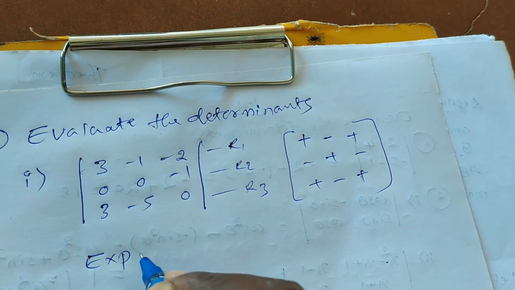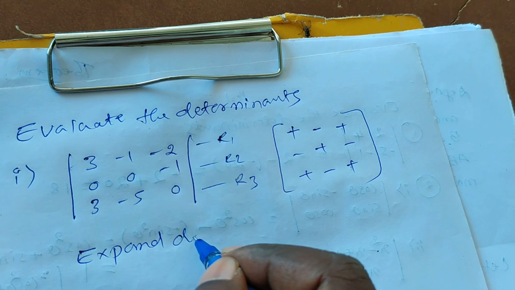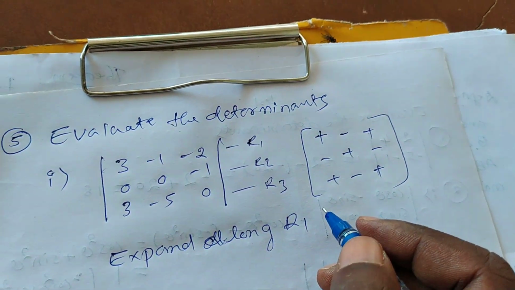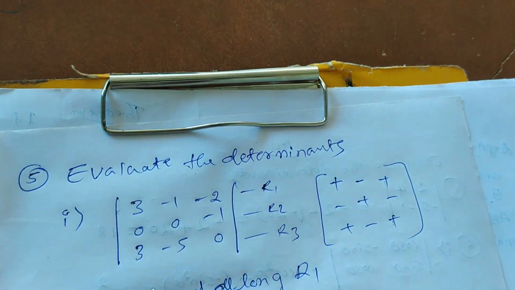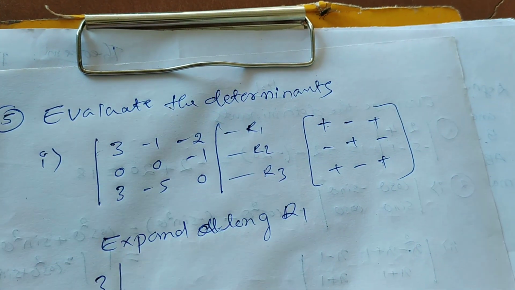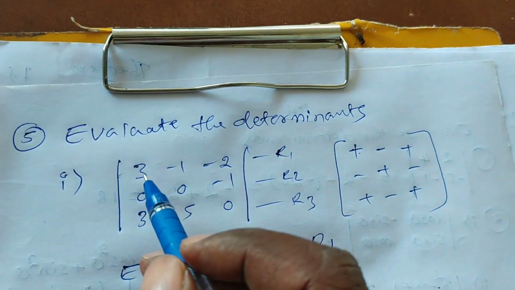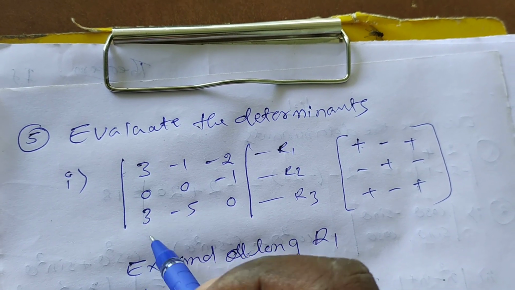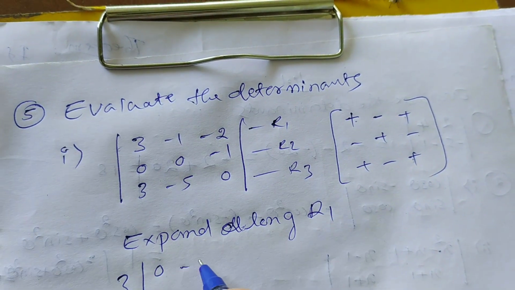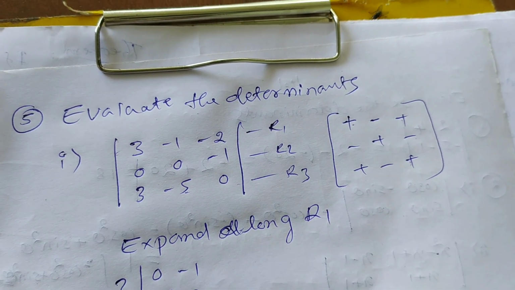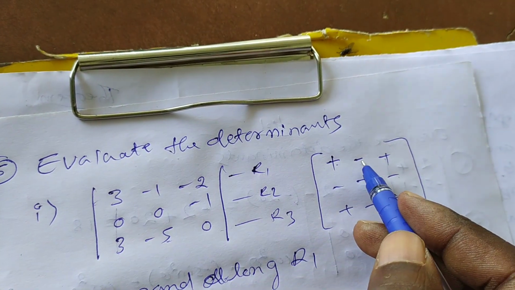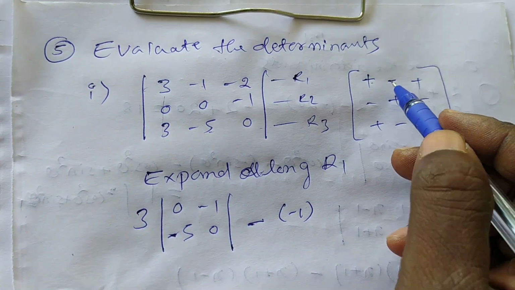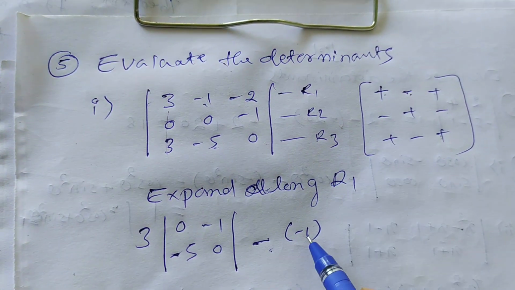Expand along R1. So here 3, where the sign convention is plus 3. Now delete all the elements in the row and column in which 3 exists. After deleting these, we get 0, minus 1, minus 5, 0. Here the sign is minus, and the element is minus 1. So that is minus of minus 1.